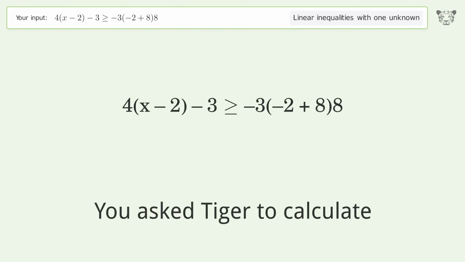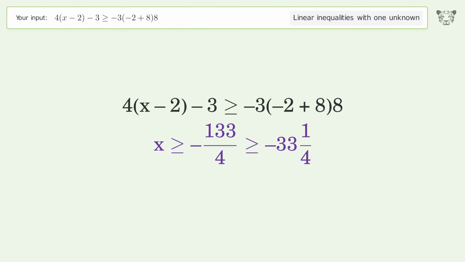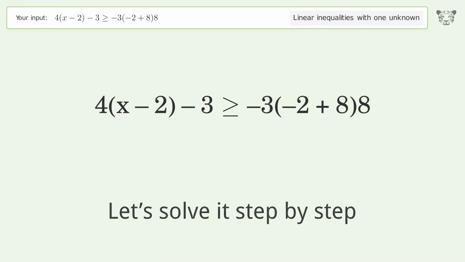You ask Tiger to calculate. This deals with linear inequalities with one unknown. The final result is x equal or greater than negative 133 over 4 equal or greater than negative 331 over 4. Let's solve it step by step.